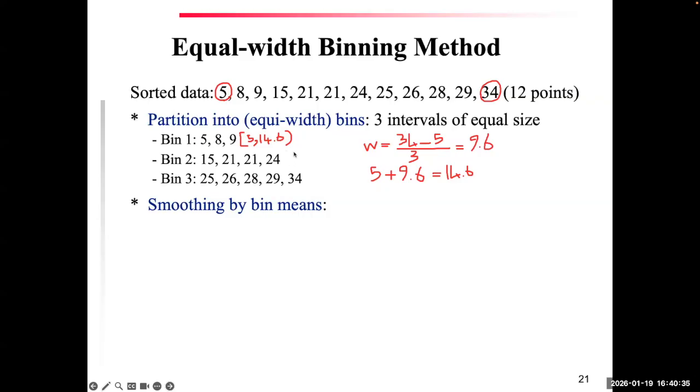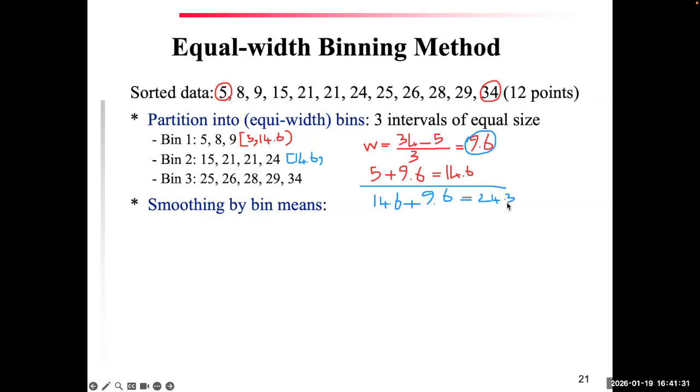Now we go to the next one. We start from where we left off. The range of the previous one closed at 14.6, so we start here. Then we again add the same width, because the width should be the same. The model is equal width binning. So plus 9.6, this gives you 24.2.